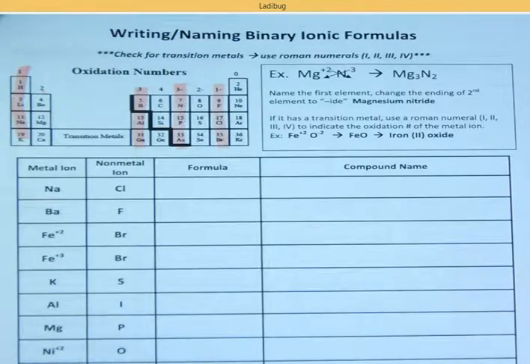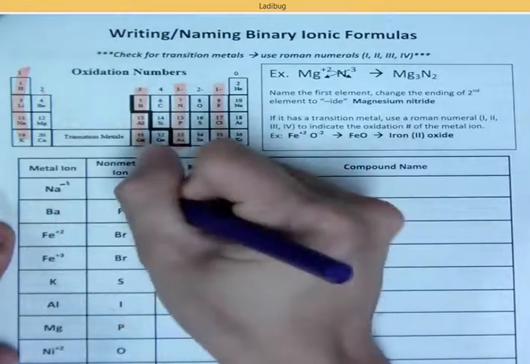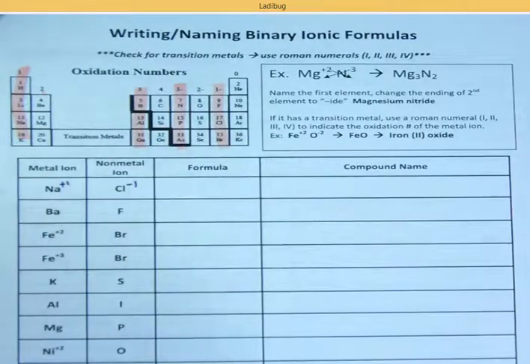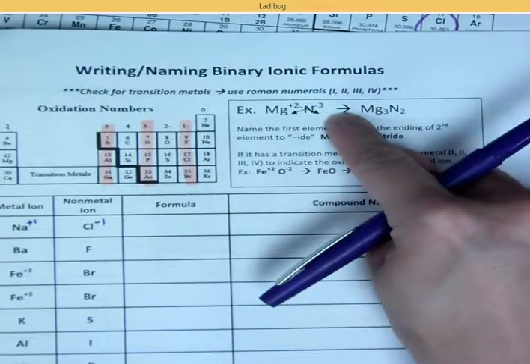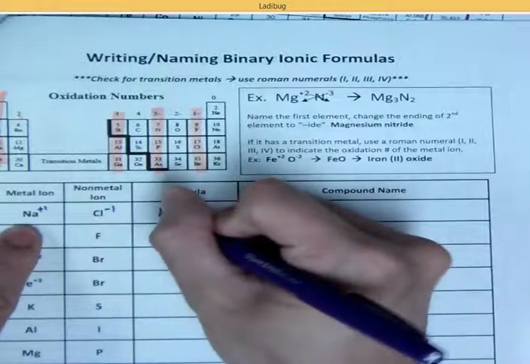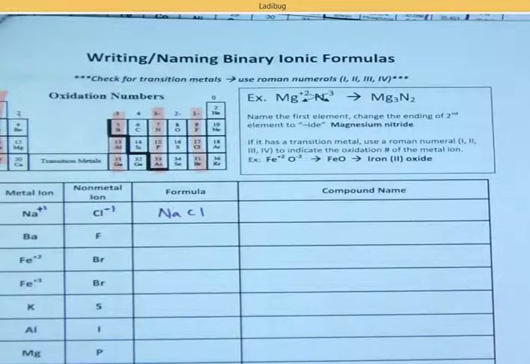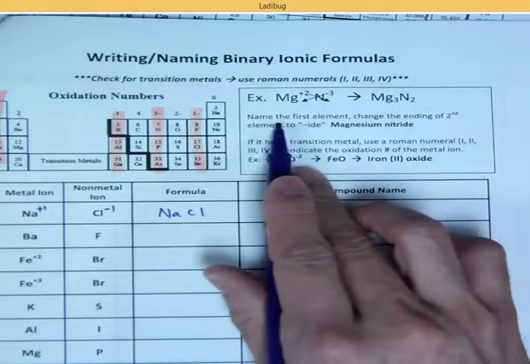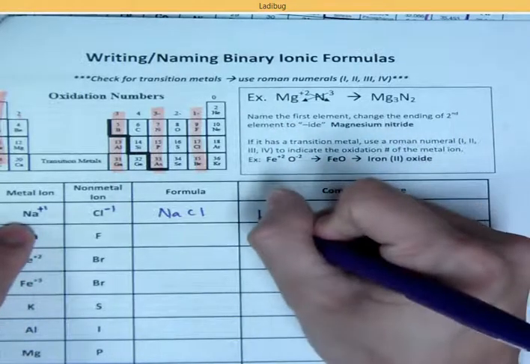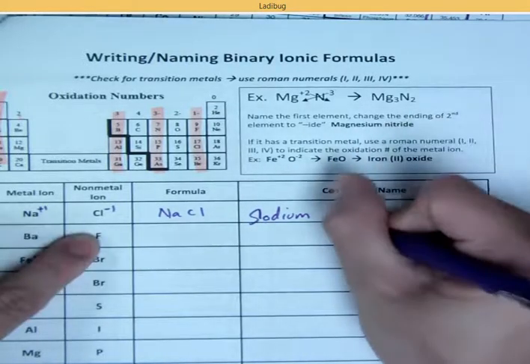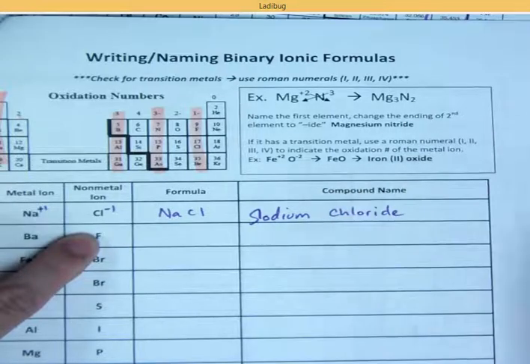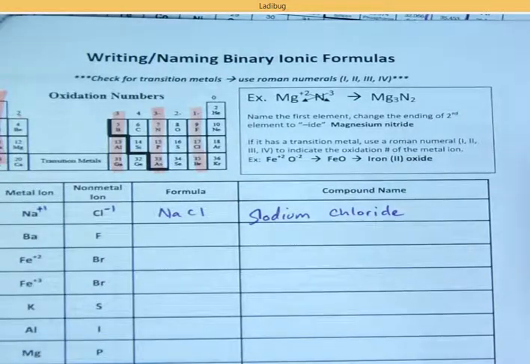So this is how it works. Sodium is +1. Chlorine is -1. So you write the charges on there. And so you follow the example up here. You cross those numbers over if they are not 1. Okay. So if they're 1, you don't cross them over. So the formula is NaCl. They cancel each other out, +1 and -1. So how do you write the name? Name the first element, which is the metal ion, which is sodium. Change the ending of the second element to IDE, chloride. Chlorine becomes chloride.